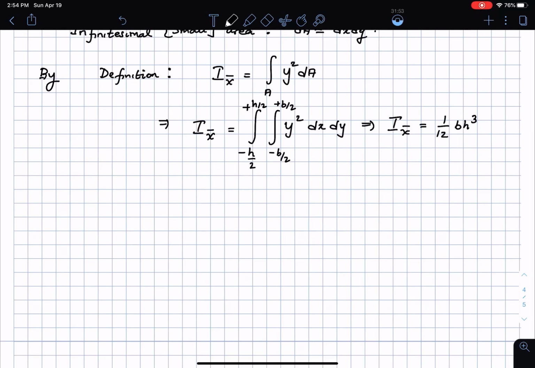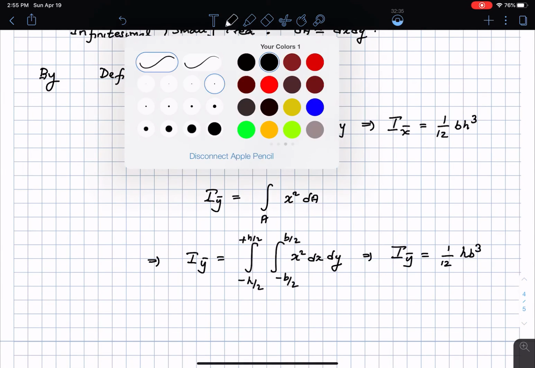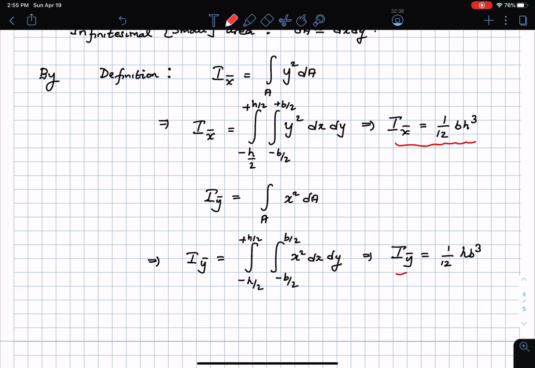And then by definition, once again, I y bar is going to be the area integral x square dA, which tells me that I y bar is equal to the integral from minus h by 2 to plus h by 2, the limits do not change, and then minus b by 2 to plus b by 2 of x square times dx times dy, which tells me that I y bar is going to be 1/12 h b cube. These are two fundamental things that we got to remember. So this is one thing, this is the other thing.